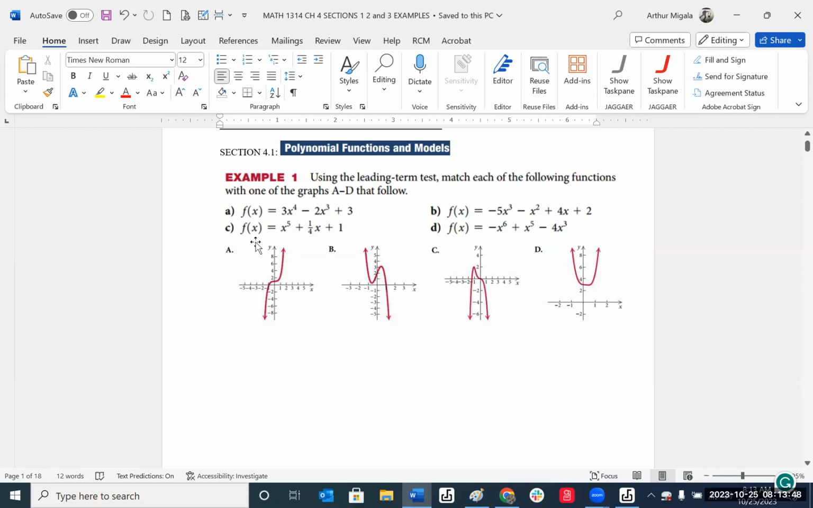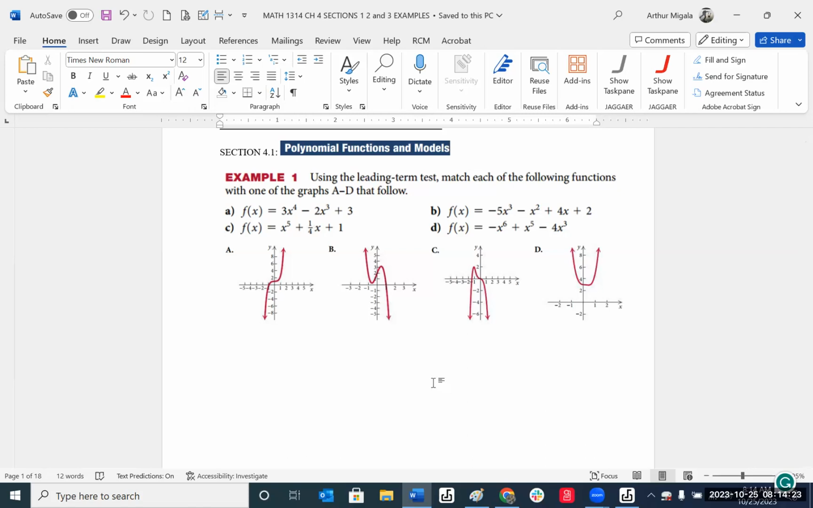Letter C. The degree is odd, so it points different directions, but A is +1. So it points different directions, and it goes up on the right-hand side. So it's A. And D, it's negative, so it points down. The degree is even. It's a 6. So they both point the same direction. They both point down. That was pretty easy, I hope.